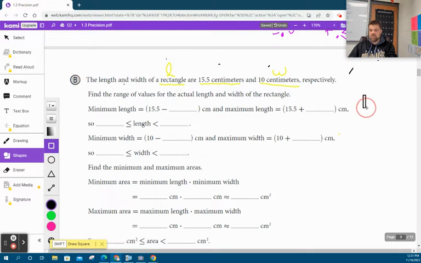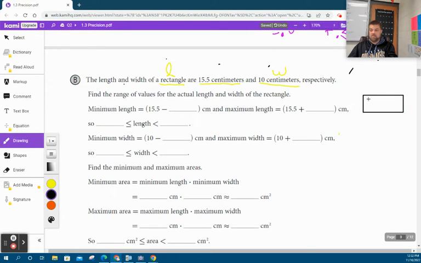What I want to do is, over here to the side, I'm just going to sketch a little bit of a box, and I'm going to say that the length is 15.5 centimeters and the width is 10 centimeters. Okay, so we can get an idea.